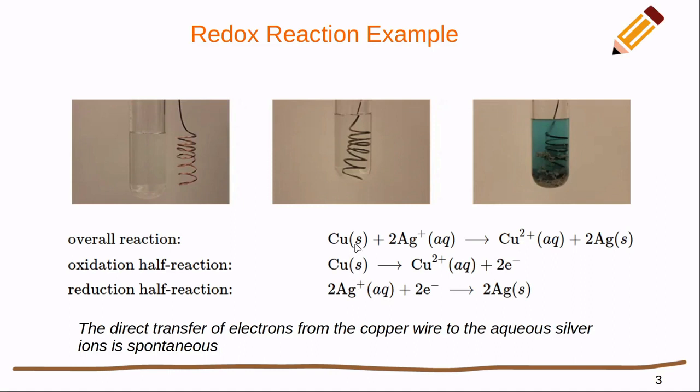So if we think about the overall reaction here, we have a copper solid that is going to an aqueous copper cation in solution, and we have silver cations that were in solution coming out as a silver solid onto the coil. We can break that down into two half reactions. We can think of it as two steps. There's the step where the copper solid went into solution, liberating two electrons, and there is a step where the silver that was in solution gained two electrons and became a solid.